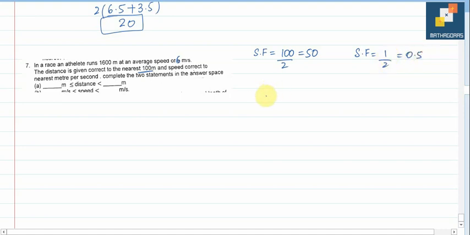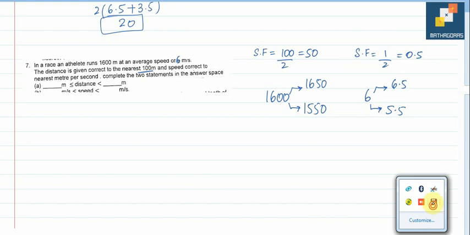So what is the value of distance? Distance is 1600, the upper bound will be 1650 and the lower bound will be 1550. For speed, the speed is 6 meters per second, the upper bound is 6.5 and the lower bound is 5.5, right? We need to find out the values of the upper and lower bound of distance and the speed.